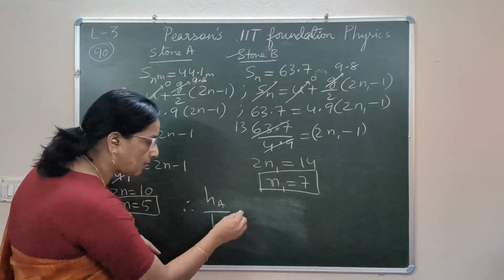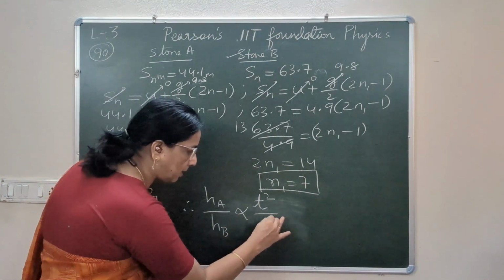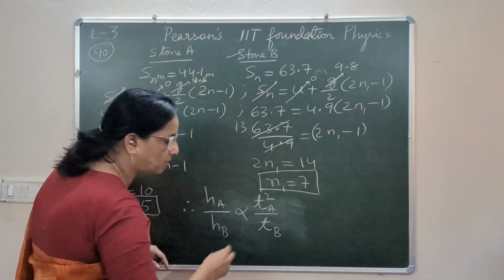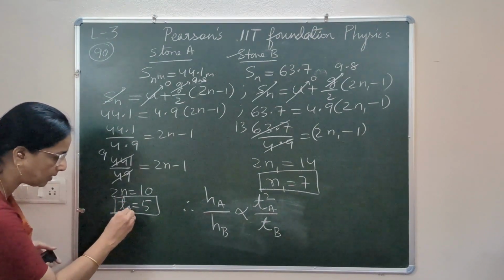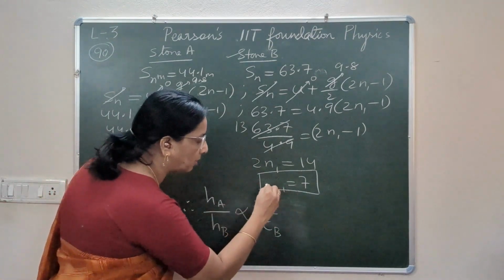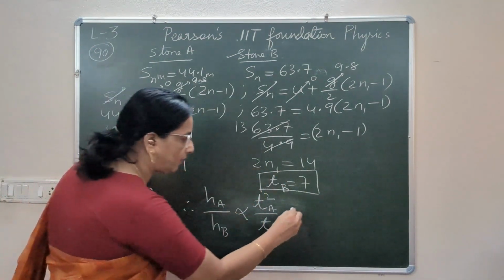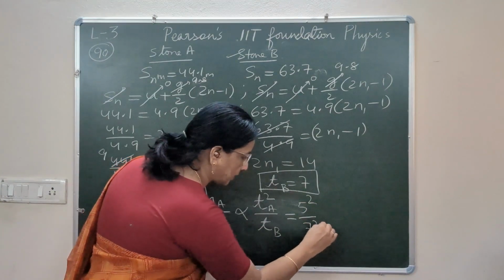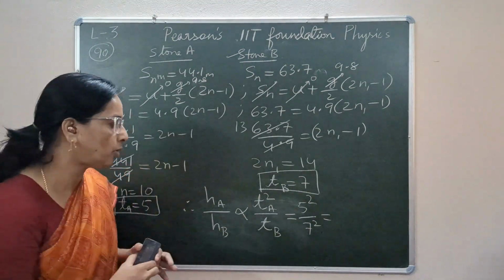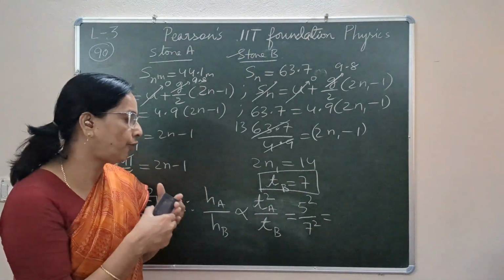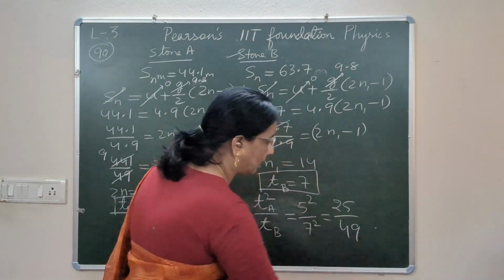So, height through which these are dropped is proportional to the ratio of time taken by stone A to time taken by stone B. In that case, this can be written as time taken by stone A, and this one can be written as time taken by stone B. In that case, this is 5 square and this one is 7 square. So ratio of heights through which the stones are dropped, or ratio of heights of the towers from where the stones are dropped, is 25 by 49. So this is the answer.